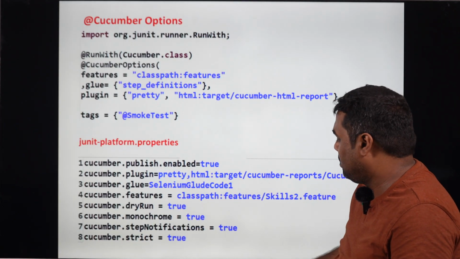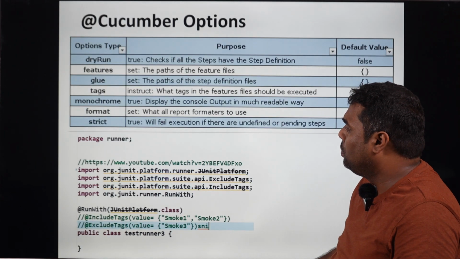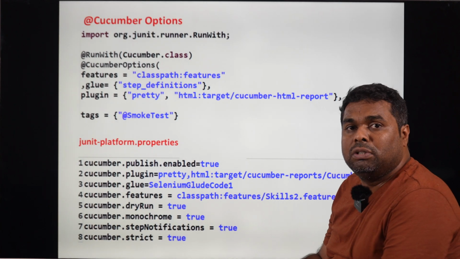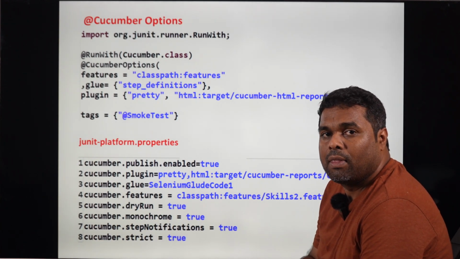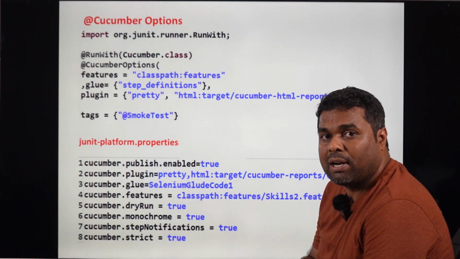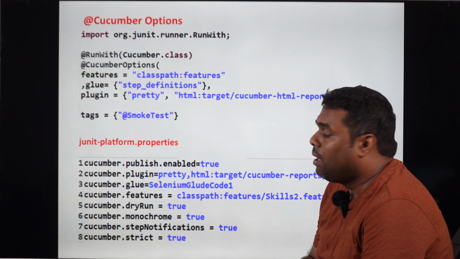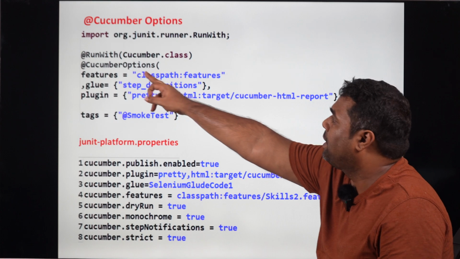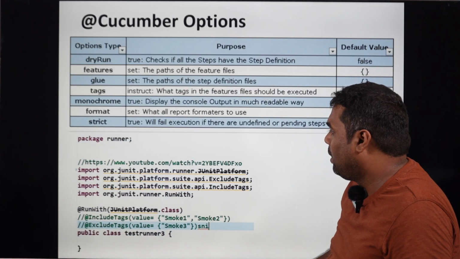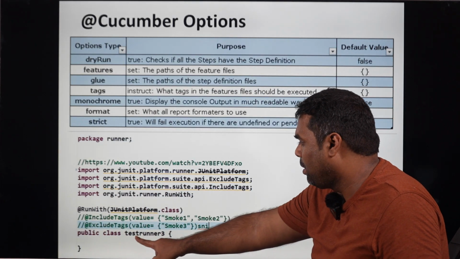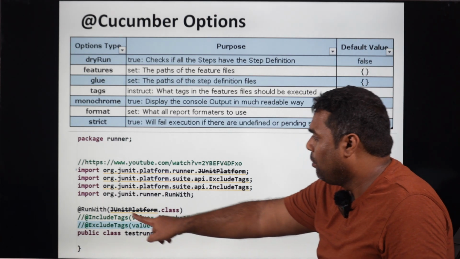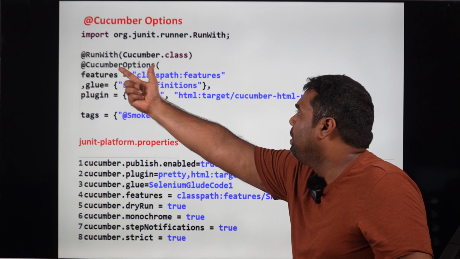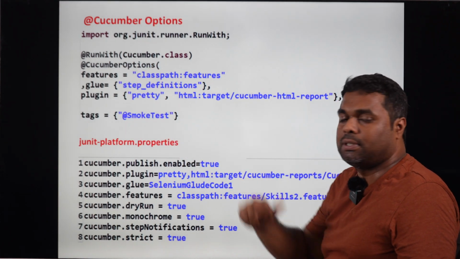And coming back to it, to execute the scenarios we use the TestRunner.java class file. See here, this is my TestRunner.java class file, which contains @CucumberOptions. See here, this is the @CucumberOptions.